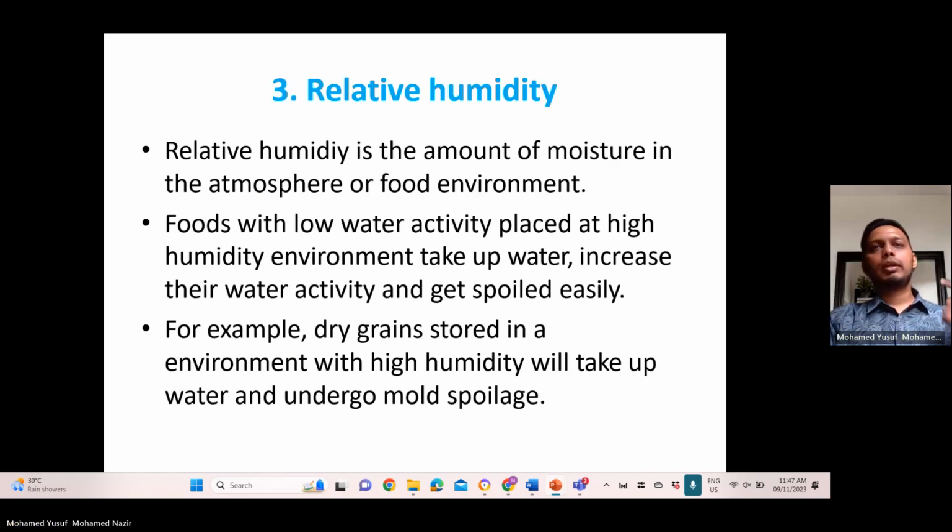Okay. And then thirdly is the relative humidity. Relative humidity is the amount of moisture in the atmosphere or food environment. Food with lower water activity placed in a high humidity environment takes up water, increases its water activity, and gets spoiled easily. So obviously the relative humidity of the environment can also affect the ability of microbes to spoil food products. For example, dry grains stored in an environment with high humidity will take up water and undergo mold spoilage.